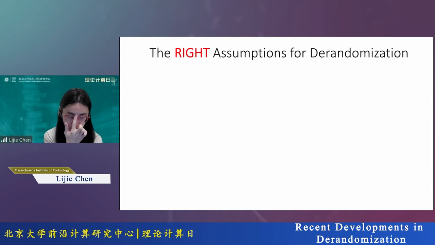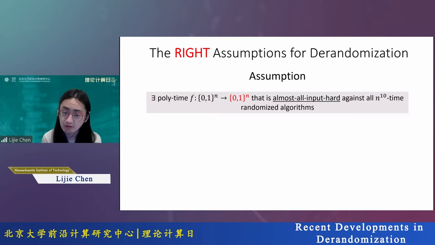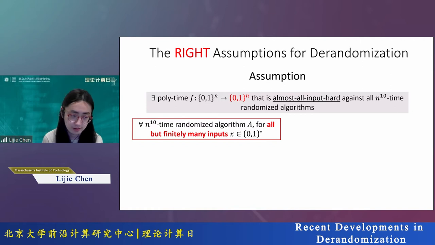Okay. So in this work, we propose a new type of assumption called almost all input hardness. Roughly speaking, we are assuming that there exists a function F mapping n bits to n bits that is almost all input hard against all n to the 10 time randomized algorithms. What does almost all input hard mean? It means that for every n to the 10 time randomized algorithm A, and for all but finitely many inputs X, A fails to compute F on X.